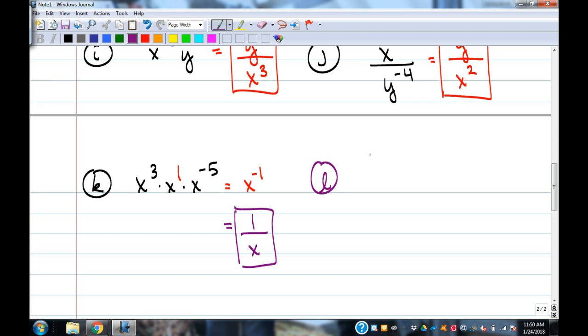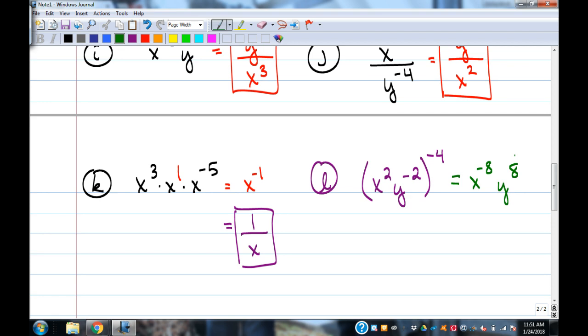Let's say we had something like this. x squared y to the negative 2, in parentheses, to the negative 4. What's the exponent property that we need to use here? Multiply and distribute, like distributive property. So that's going to give us x to the negative 8, y to the positive 8.